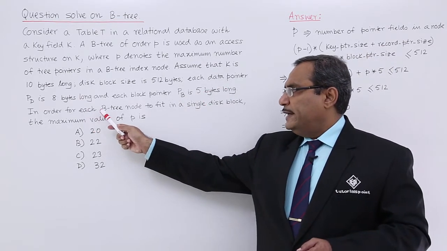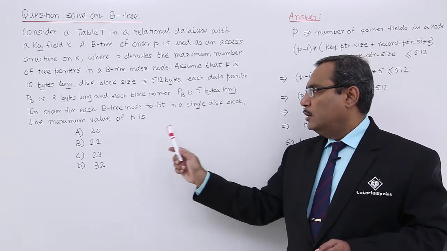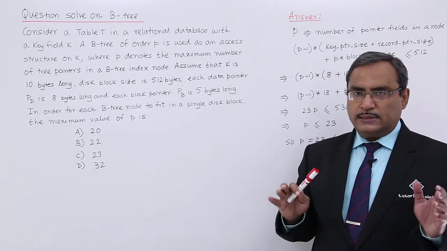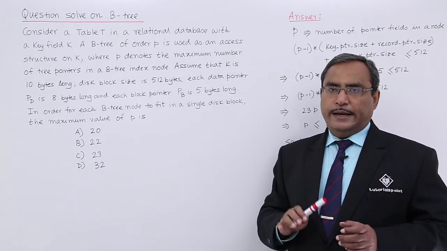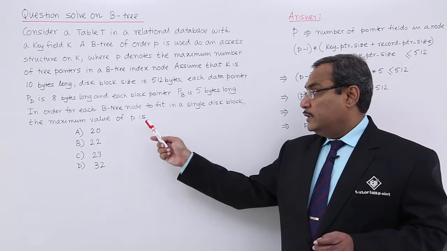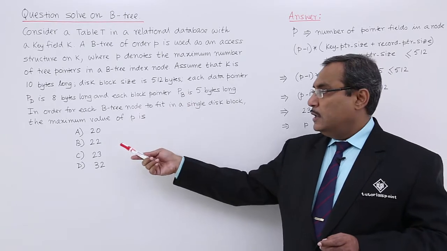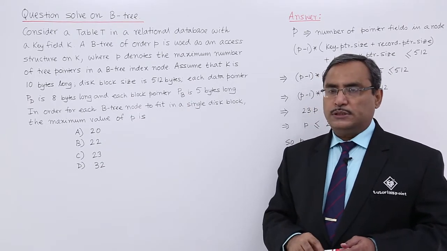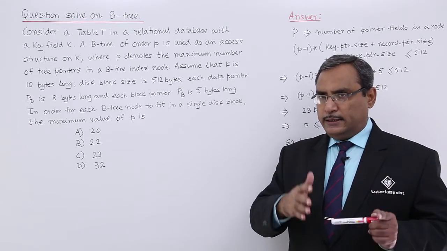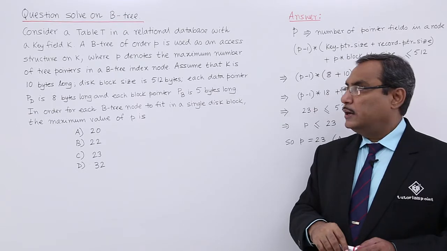In order for each B tree node to fit in a single disk block, calculate the maximum value of P. So you are supposed to calculate the maximum number of pointers in one index node. Here the options are given. This question came in the GATE exam, and here are the respective options. We shall do the calculations separately, get the answer, and then put a tick on the required option number.